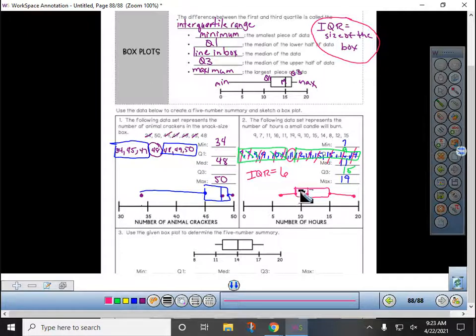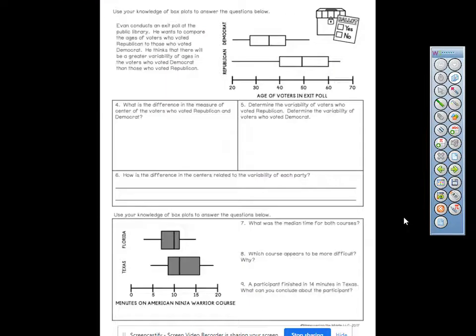Got it? Everybody good? Let's look at number 3 down here at the bottom. Using the given box plot to determine the 5-number summary. What is the minimum? 11. Quartile 1. 12. What is the median? 14. What is quartile 2? 16. And the maximum? 19. I'd say it's 18. Awesome. Perfect. Turn the page.